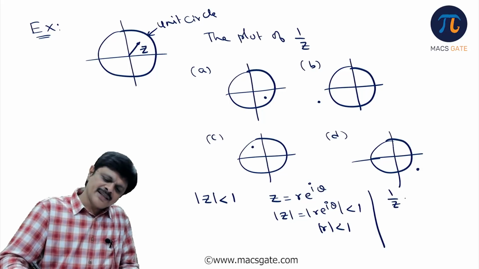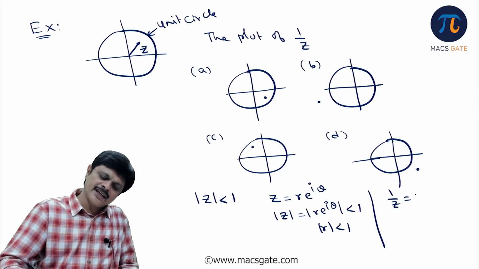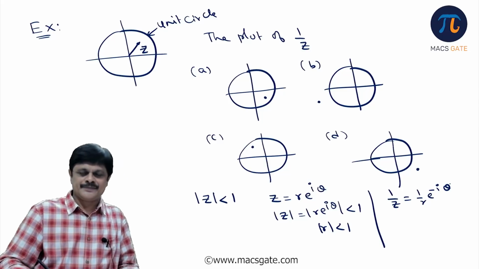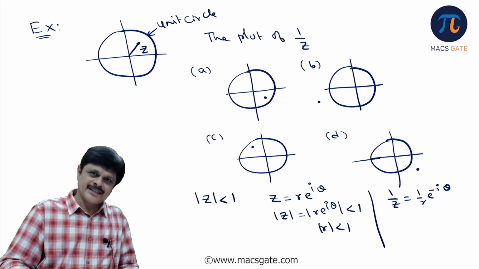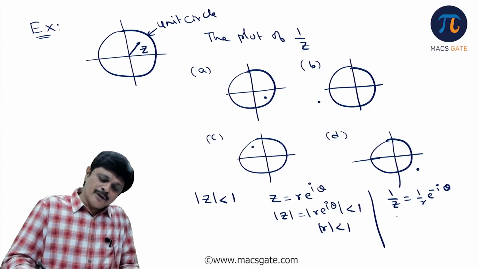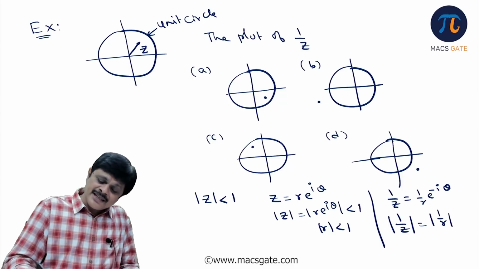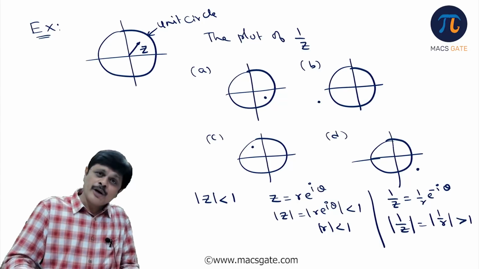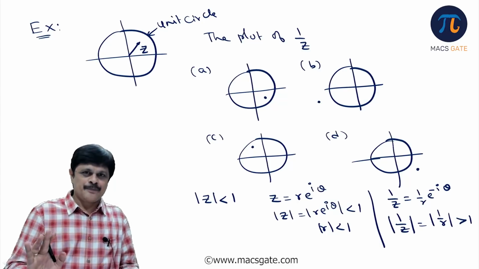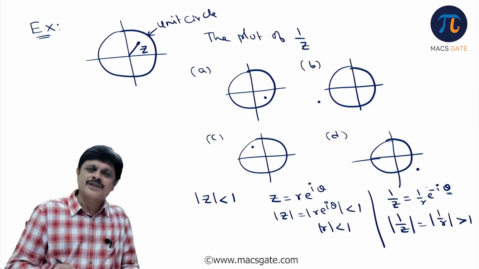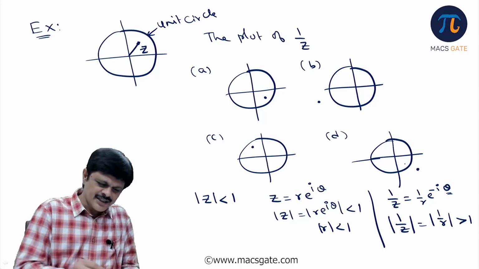Now what about 1 by z? Because z is equal to r e power i theta, 1 by z means 1 by r e power i theta, that is 1 by r e power minus i theta. Is the idea clear? Now what about the mod value of this, which is 1 by r? Because mod r is less than 1, this should be greater than 1. So this point should be outside the circle. And what about the argument? Minus theta means fourth quadrant. Fourth quadrant outside the circle.